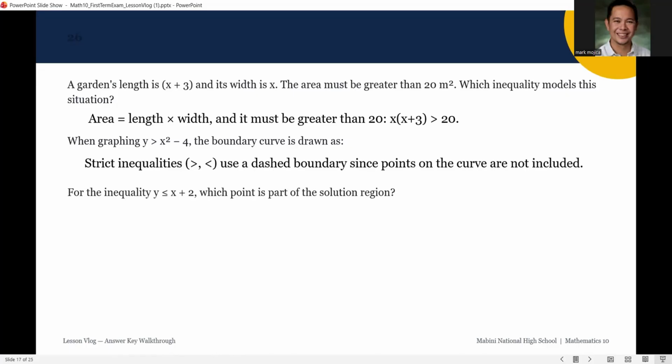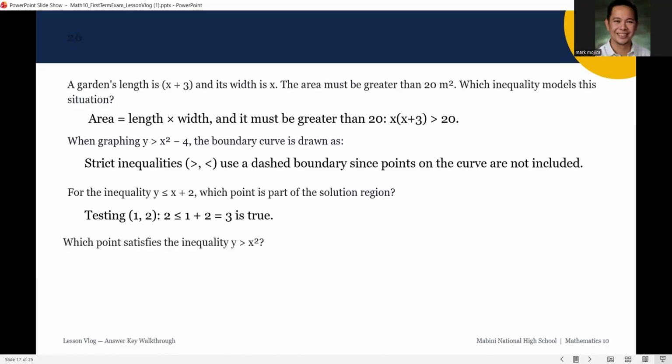For the inequality y is less than or equal to x plus 2, which point is part of the solution region? So, what is part of the solution region here? It simply implies testing. Actually, they used 1 and 2 here, but we can actually test this using 0 or the origin, okay? So here, with 1 and 2, we have 2 is less than or equal to 1 plus 2. So you have here 3, it is true.